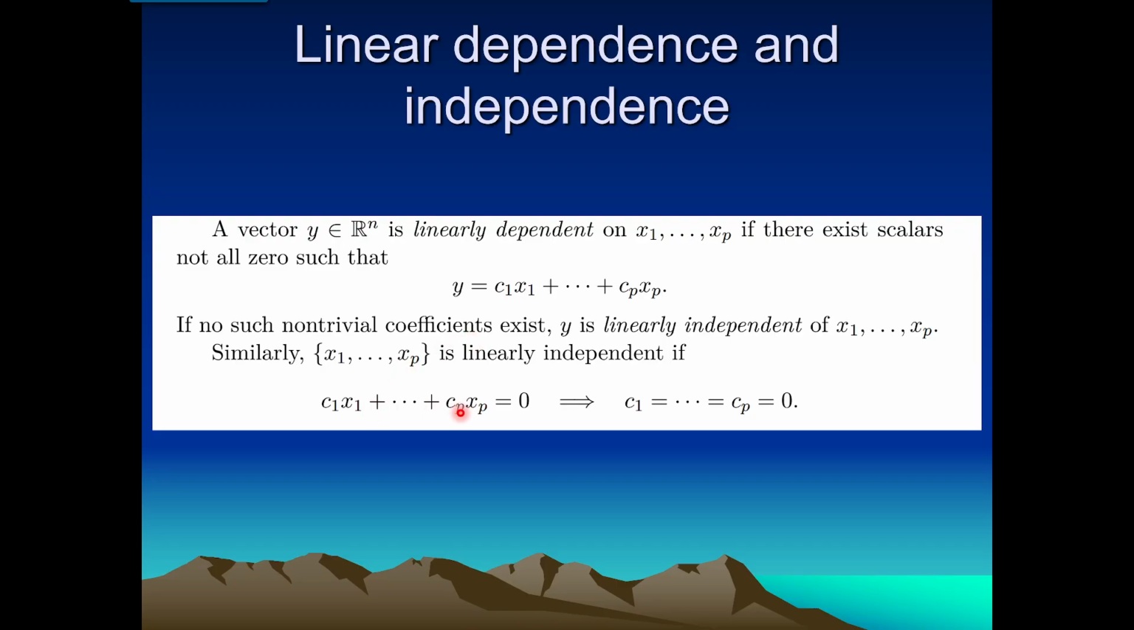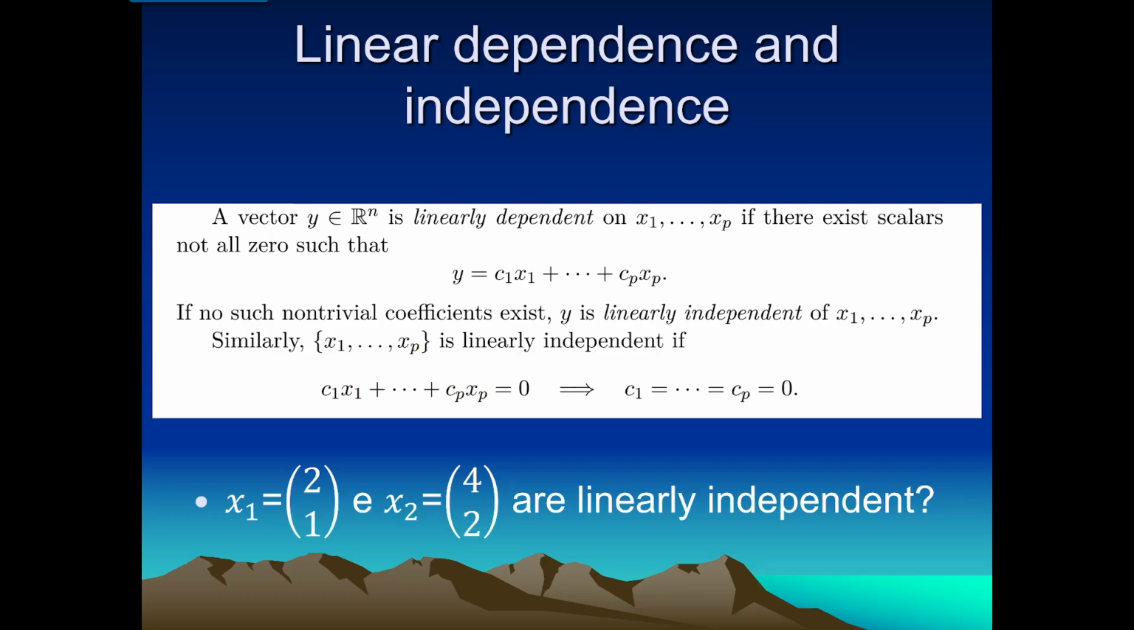If on the other hand you have this equality, and this equality is true just in the case where all the coefficients of the linear combination are 0, then we say that these vectors are linearly independent. They all have 90 degrees. They are independent. I mean, they form the so-called bases. Now, let us see, these two vectors are linearly independent.